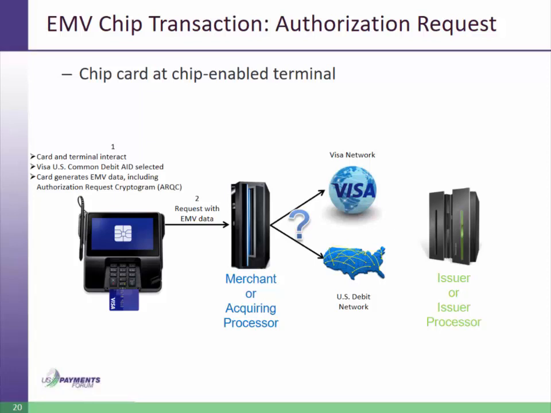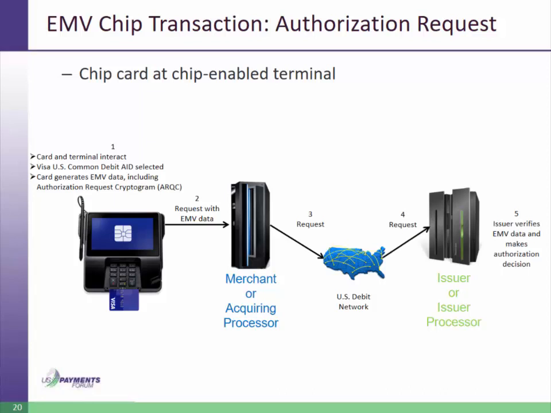When the U.S. Common Debit AID is selected, the transaction can be routed to any network that supports this AID and that the issuer has enabled for the chip card. This includes Visa networks as well as U.S. debit networks that have enabled the Visa U.S. Common Debit AID. In our example, the acquirer routes the request to a U.S. debit network. Eventually, the transaction request will reach the issuer, who must verify the authorization request cryptogram and make an authorization decision.